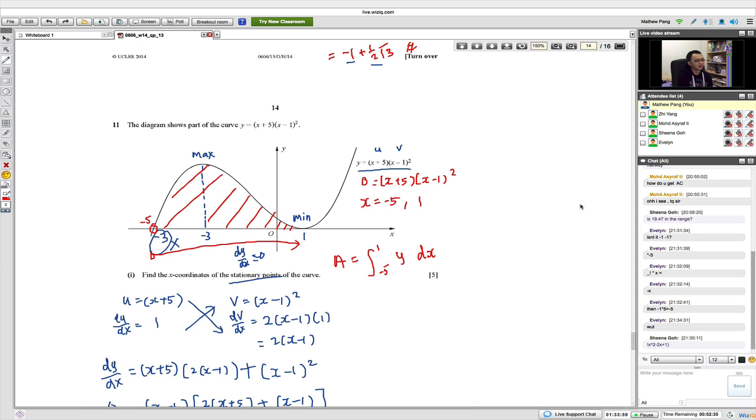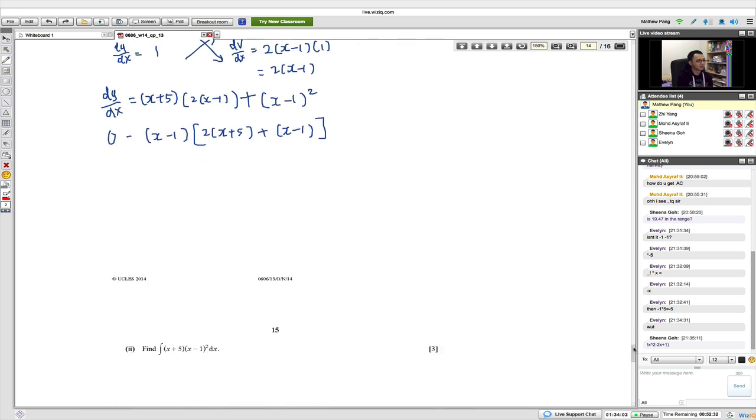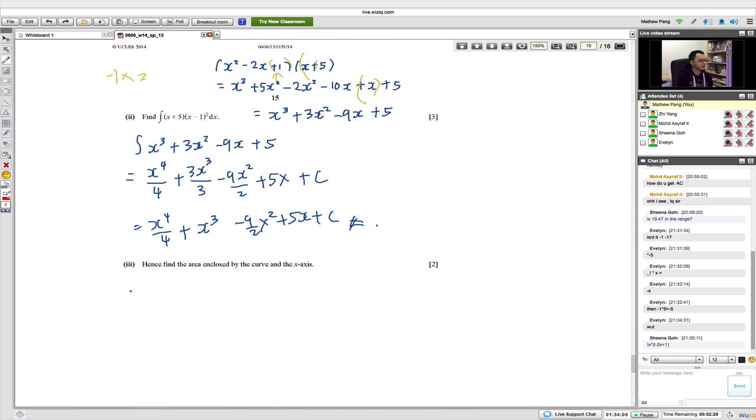Okay, so I will do it here. So area: integrate from -5 to 1. My y in this case, this is my y, isn't it? So I integrate y, which I already did. So which is this one? Okay, but I will write one more time. X cubed plus 3x squared minus 9x plus 5. So basically, I already integrated, it is exactly this one: x to the power of 4 over 4 plus x cubed minus 9 over 2 x squared plus 5x. And then substitute 1 and -5.